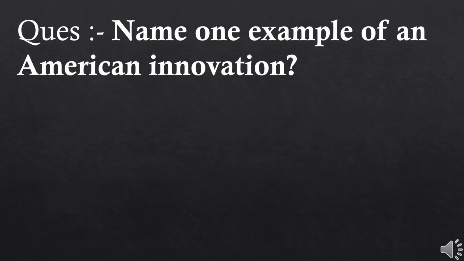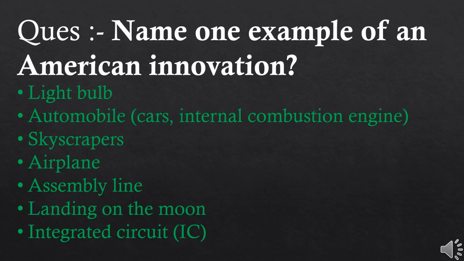Question 118. Name one example of an American innovation. Light bulb. Automobile. Cars. Internal combustion engine. Skyscrapers. Airplane. Assembly line. Landing on the moon. Integrated circuit, IC.